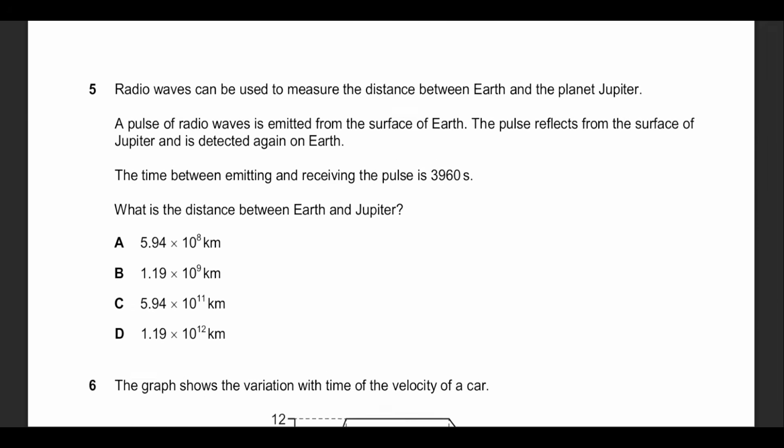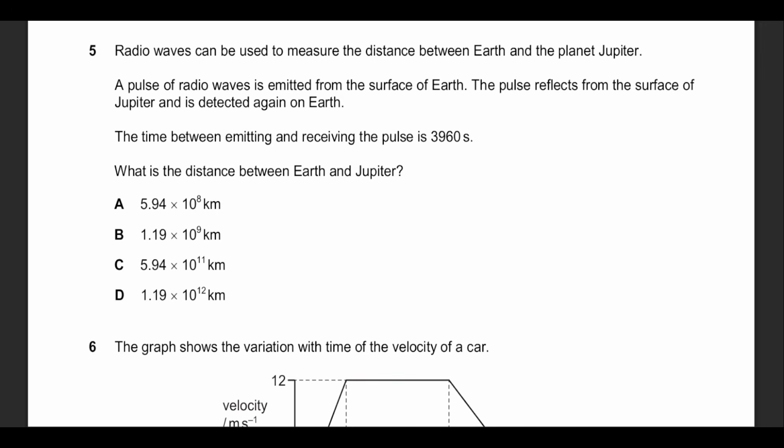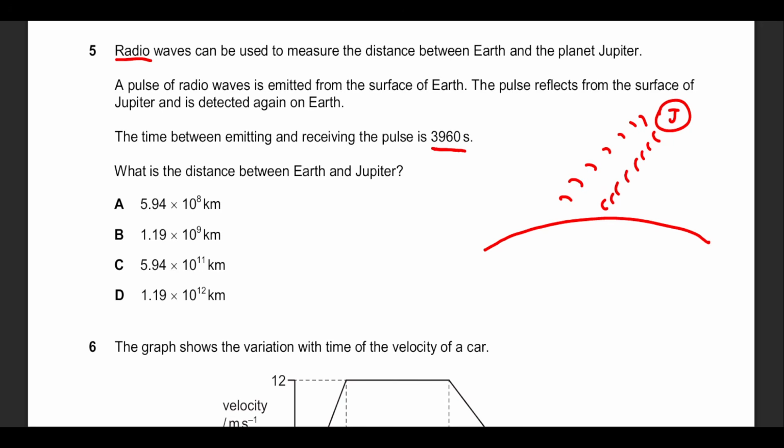This time the question is very quick and fast. Question 5. A radio wave, now since we're dealing with radio waves, the time between emitting and receiving the pulse is 3960. So we deal with this as an echo problem, right? Between the Earth and the planet Jupiter. This is Jupiter and this is the Earth. So the signal was sent out and then the signal got reflected back. Now this whole time is measured as 3960.